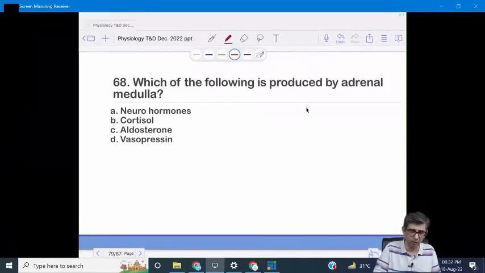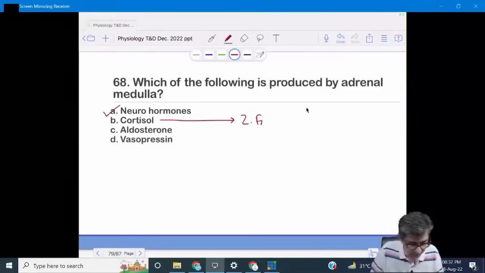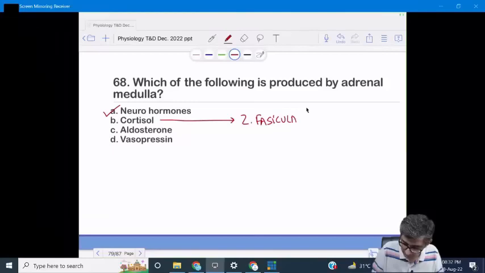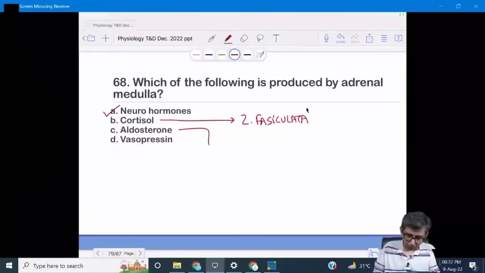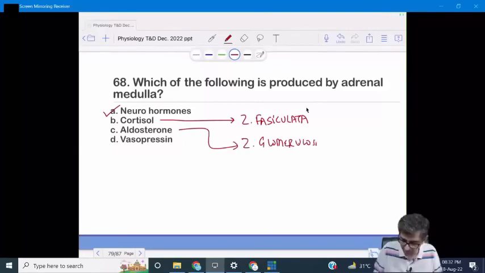बाकी जो cortisol होता है, that would be produced by zona fasciculata. Aldosterone by zona glomerulosa. And vasopressin will be produced by the hypothalamus.